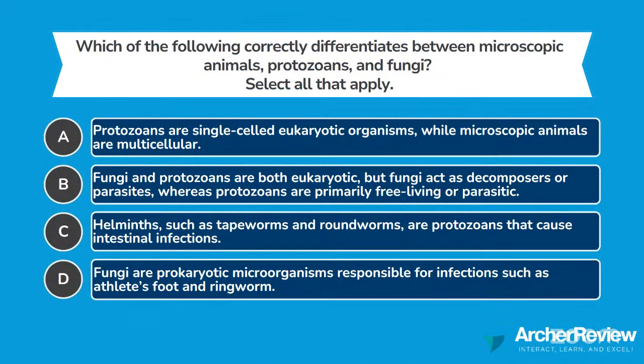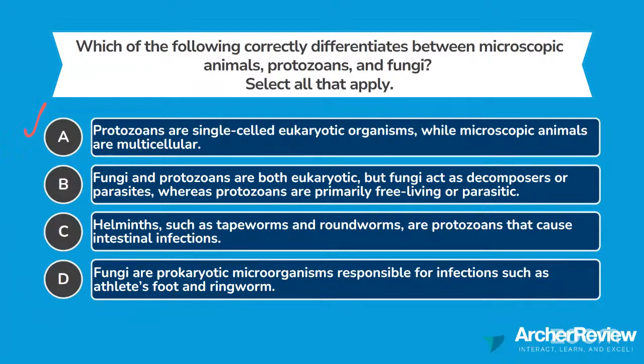A, protozoans are single-celled eukaryotic organisms, while microscopic animals are multicellular. That is correct. Remember that protozoans are unique because we don't typically have single-celled eukaryotic organisms. Most eukaryotic organisms are made of many, many cells. They're multicellular, so that makes them very unique. Also remember that protozoans are known as protists. That's kind of a synonym for them, so keep that in mind.